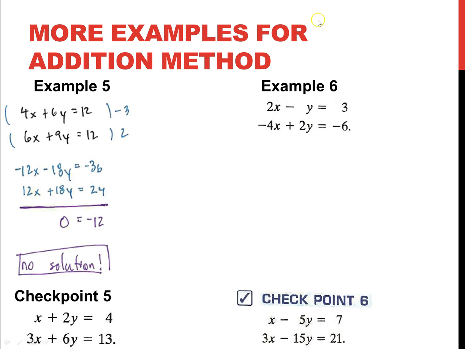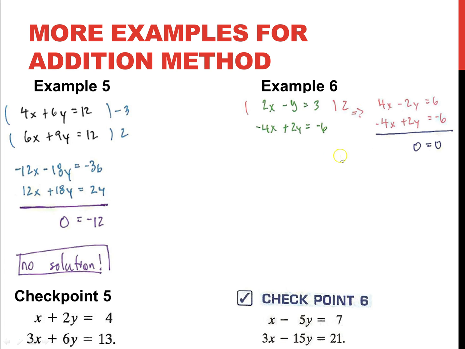Okay, so that leads us to example 6. I'm going to multiply the top equation by +2 because that will eliminate. That'll give me 4x and -4x. So I'm going to multiply the top equation by 2. And again, something weird happens. When I do that and add the equations together, everything eliminates everywhere. So I have 0 equals 0.